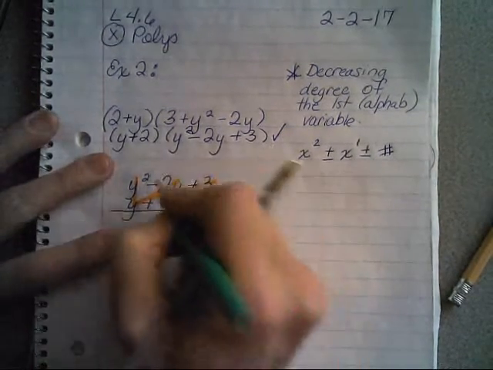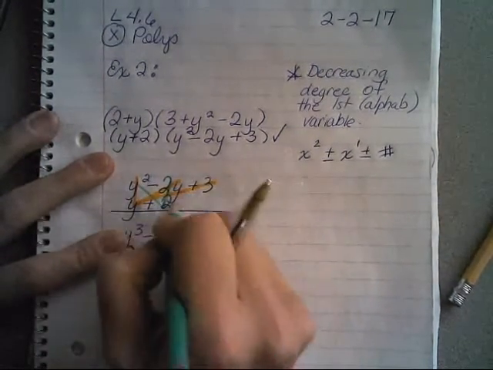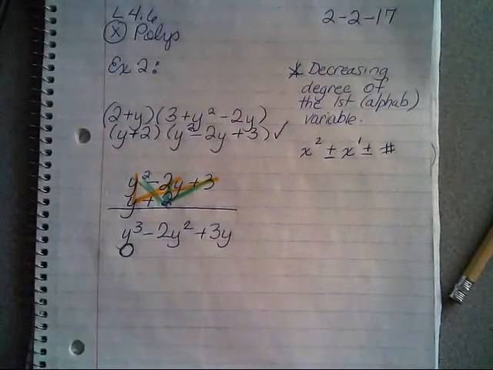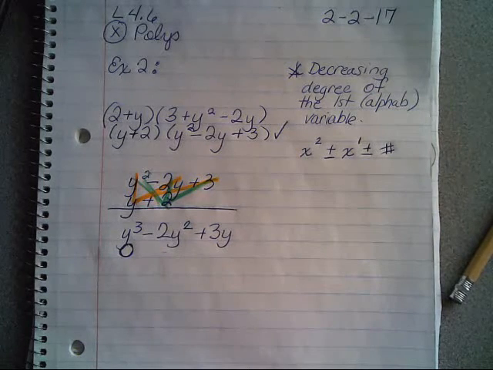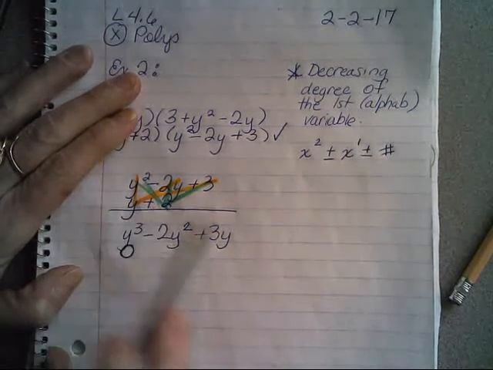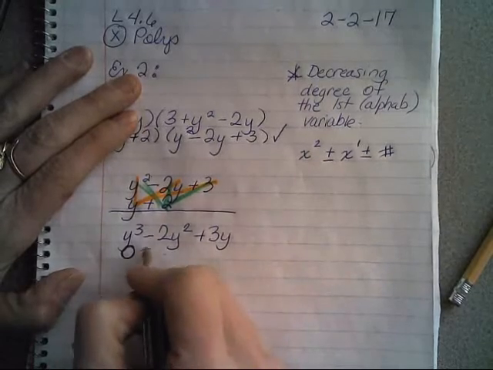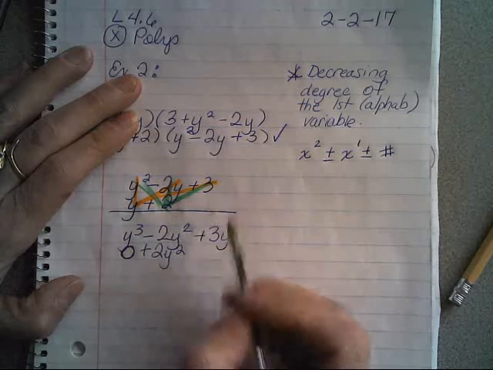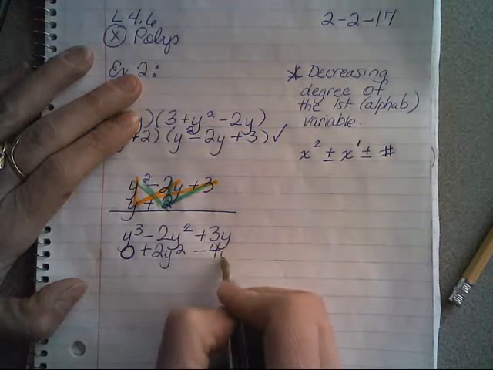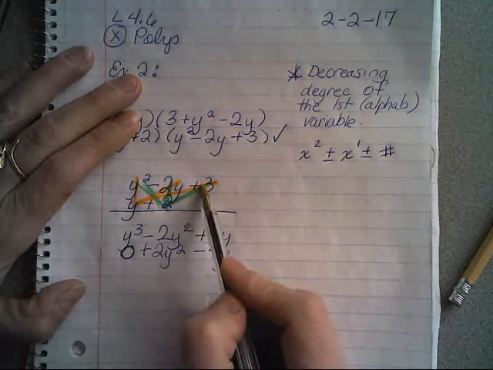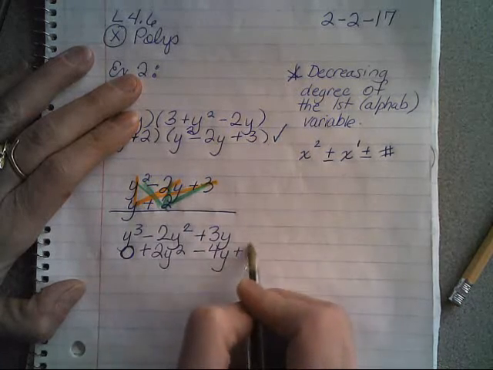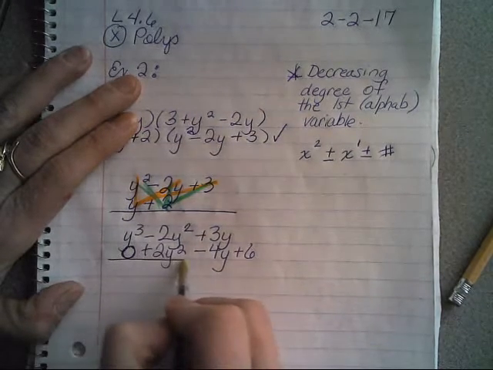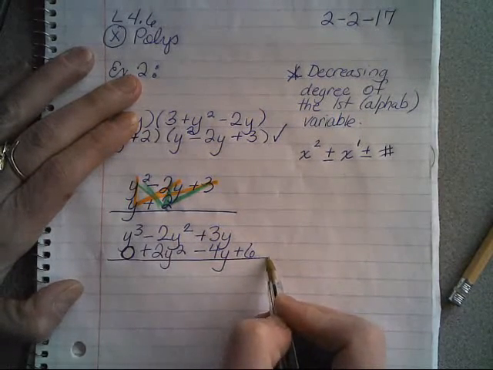Next, we're going to do the top times the 2. We're going to multiply the top times the 2. Y squared times positive 2 is positive 2y squared. Negative 2y times positive 2? Good. Positive 2 times positive 3? All right. Let's combine both of those products, and you'll get the total product.